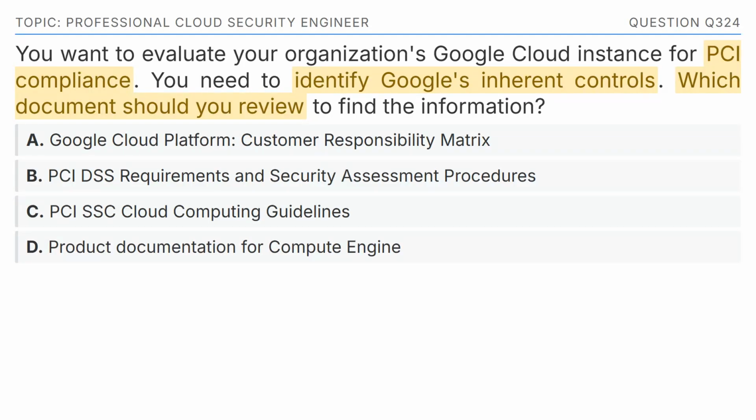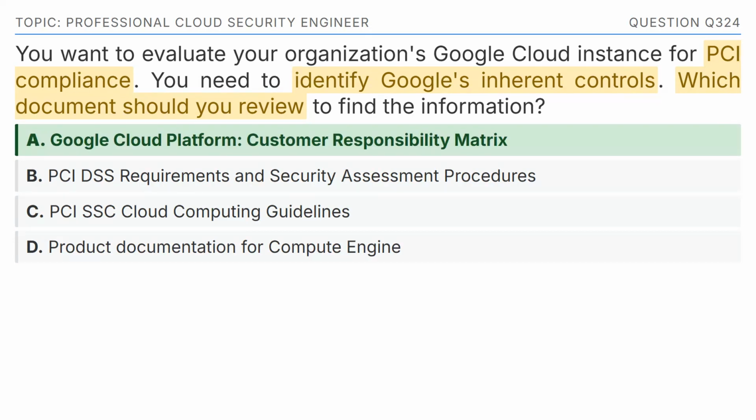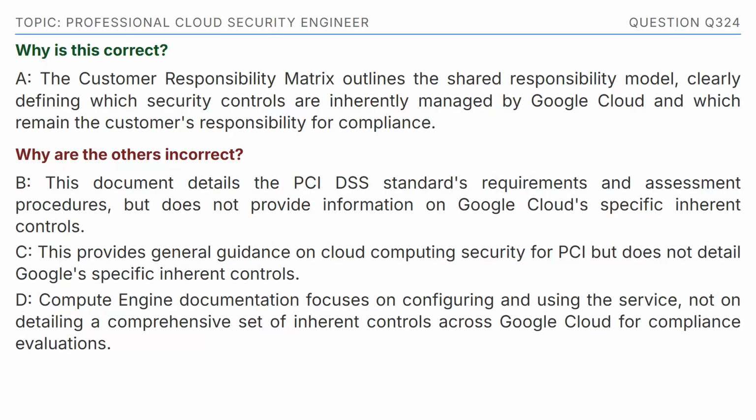To arrive at the correct answer, we focus on the keywords: PCI compliance, identify Google's inherent controls. Which document should you review? The correct answer is option A, Google Cloud Platform, Customer Responsibility Matrix. Why is this correct? A. The Customer Responsibility Matrix outlines the shared responsibility model, clearly defining which security controls are inherently managed by Google Cloud and which remain the customer's responsibility for compliance.